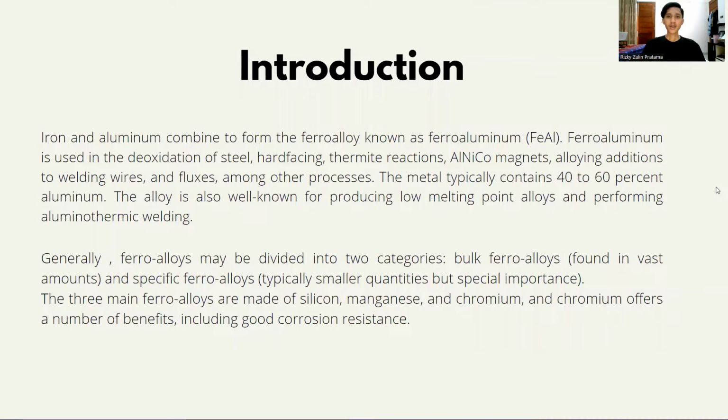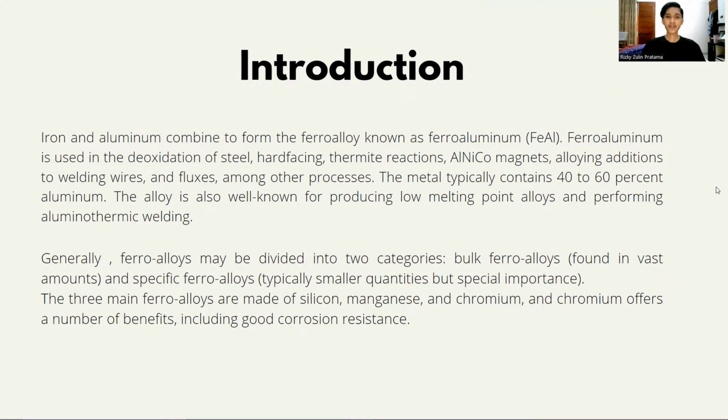Iron and aluminium combine to form the ferroalloy known as ferroaluminium. Ferroaluminium is used in the deoxidation of steel, hardfacing, thermal reactions, aluminium nickel cobalt magnets, alloying additions to welding wires and plugs, among other processes. The metal typically contains 40 to 60% aluminium. The alloy is also well known for producing low melting point alloys and performing aluminothermic welding.